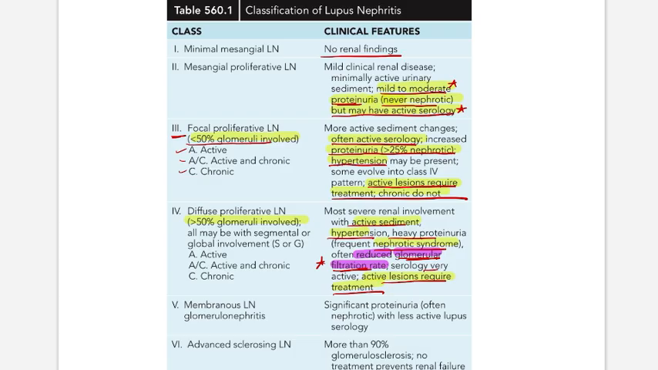Now we are moving to the next, membranous lupus nephritis, membranous glomerulonephritis. This disease causes significant proteinuria, often nephrotic, with less active lupus serology.